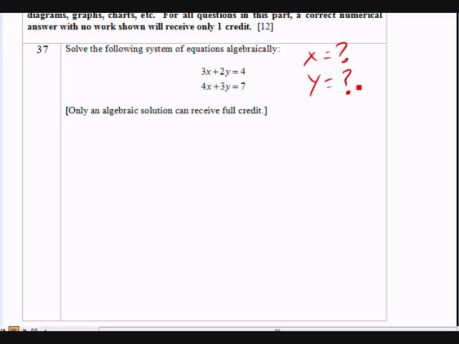You can do it by substitution, you can do it by graphing, and the last way you can do is by addition. For this type of problem, if you recognize this, the quickest way actually is to do it by addition. Let me just rewrite these problems over here.